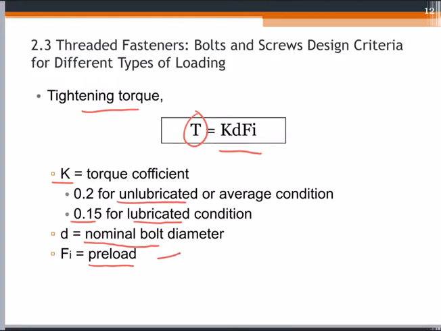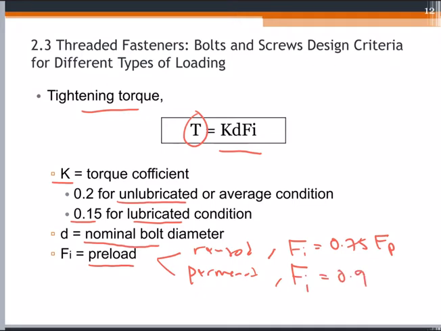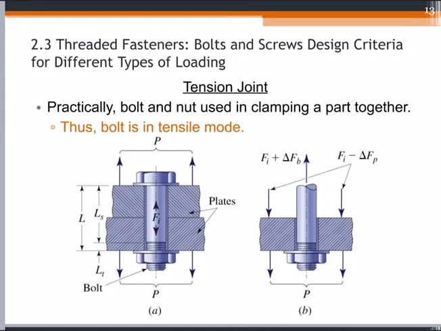which if we use a reuse connection, we will use Fi equal to 0.75 Fp, the proof load. But if the connection is for a permanent joint, we will use the formula Fi equal to 0.9 Fp, the proof load. Usually bolt and nut are used in clamping parts together.